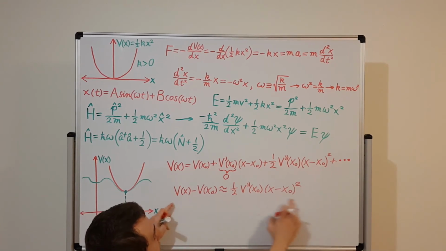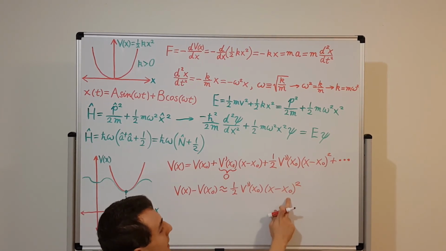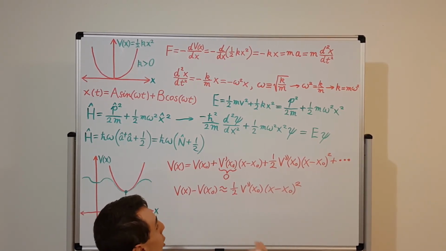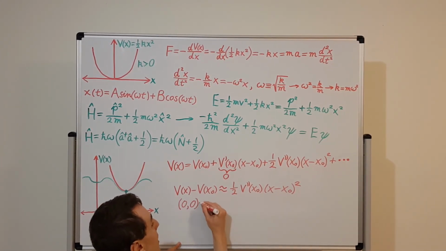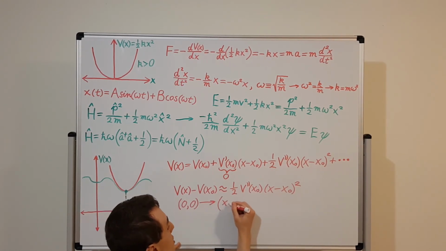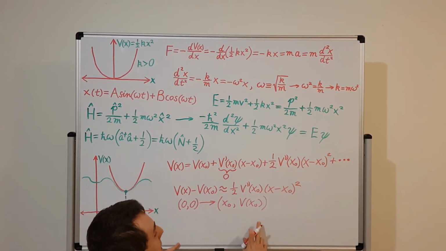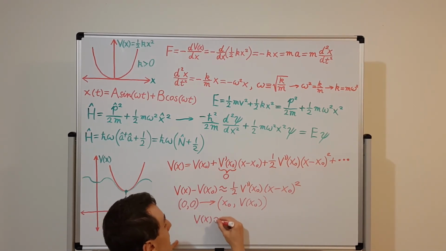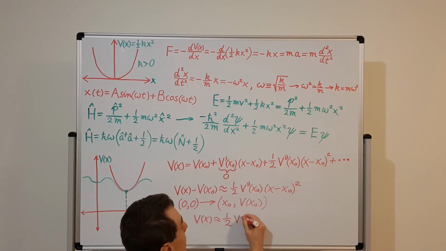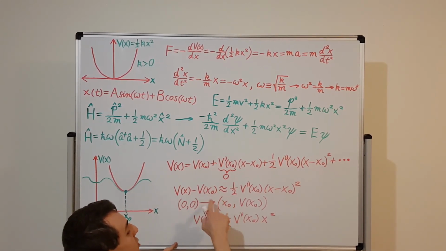So now let's have a look at what we can do over here. We have a little term over here that's being subtracted, and we have another term over here. We can get rid of those two terms by moving the origin of our coordinate system. If the origin is set at 0, 0, we can move that origin over to (x₀, V(x₀)). If we do this coordinate transformation, then V(x) is approximately equal to 1/2 V double prime of x₀ times x squared. So this x₀ disappears because we've done the coordinate transformation, and this V(x₀) also disappears.